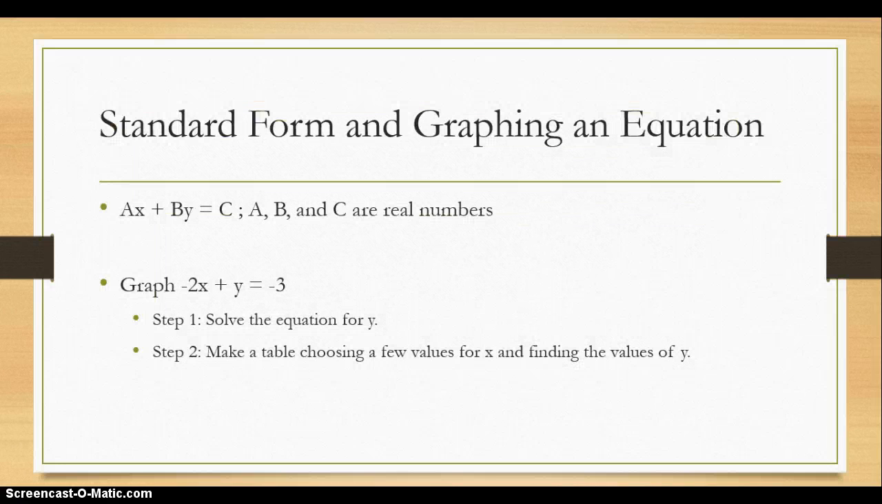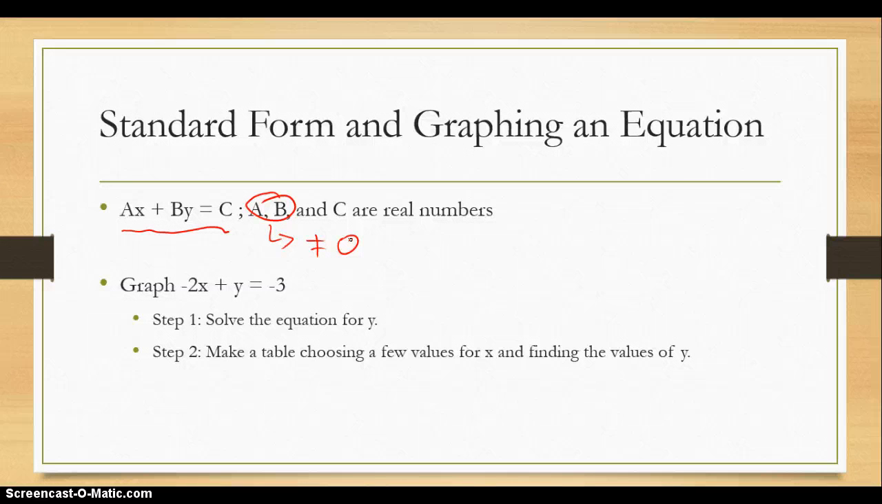So, standard form and graphing an equation. It's very important that you understand ax plus by equals c. That is the standard form equation. You're used to talking about slope-intercept form and all those types of forms when it comes to graphing equations, but we're going to talk about ax plus by equals c today. A, b, and c are real numbers, and the key thing is that a and b cannot equal 0. Okay, so ax plus by equals c is standard form.